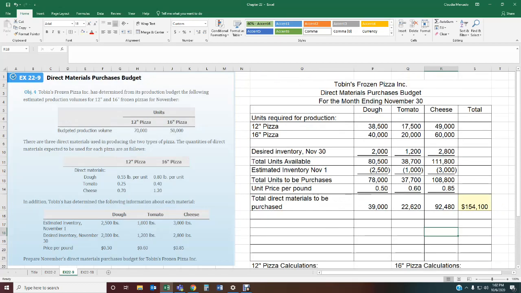Okay, so that is how we calculate exercise 22.9. It's not difficult. It's just understanding how many pizzas we are going to be manufacturing. How much do I need in materials for my dough, tomato, and cheese to manufacture each of the pizzas? And then don't forget the component of our desired ending inventory, and then of course deducting our beginning inventory. Okay, so that is the second of our problems for today.